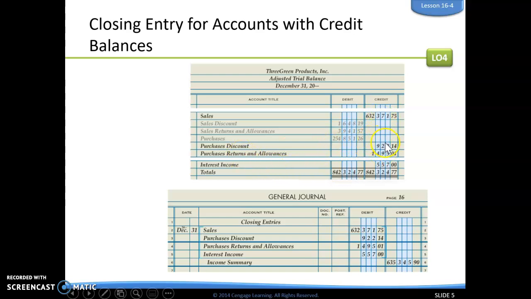We are also then closing our purchases discount. We're closing our purchases, returns, and allowances, and our interest income. So all 4 of those accounts have credit balances, and we are closing them.